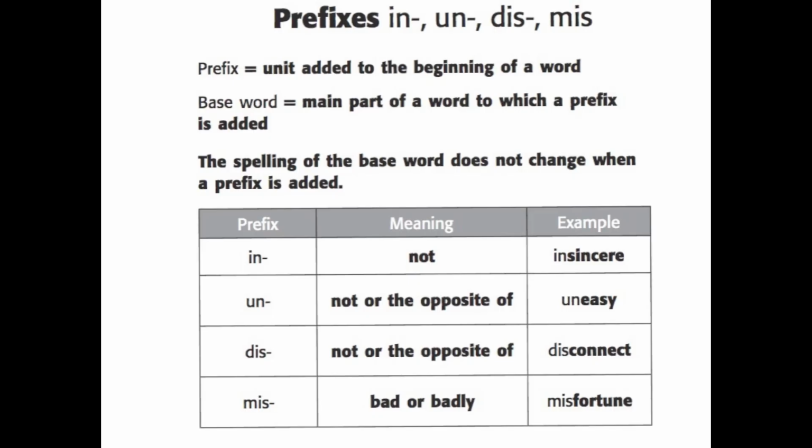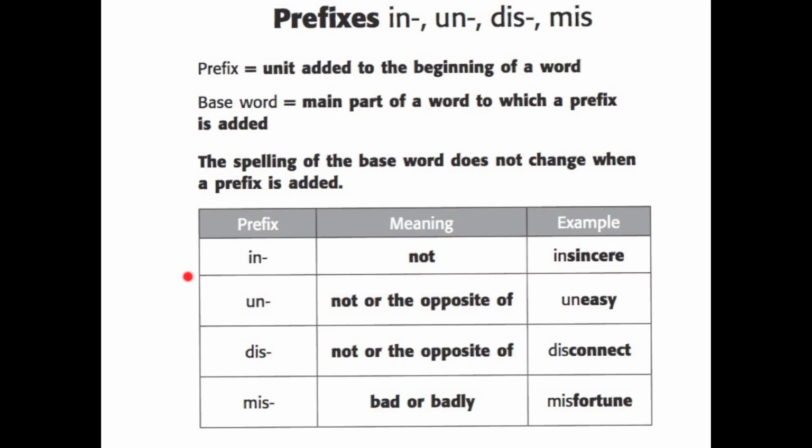Okay, Room 21 Rockstars, so today we're going to look at some prefixes. Obviously, we've already talked about the fact this year that when a prefix is added to the beginning of a word, it changes something about that word in some way, shape, or form. Today we're going to look at how the prefixes really have an influence on the addition to the word. And then we're also looking at how to take that base word off, the main part of the word to which a prefix is added. Okay, so the spelling of the base word does not change when a prefix is added.